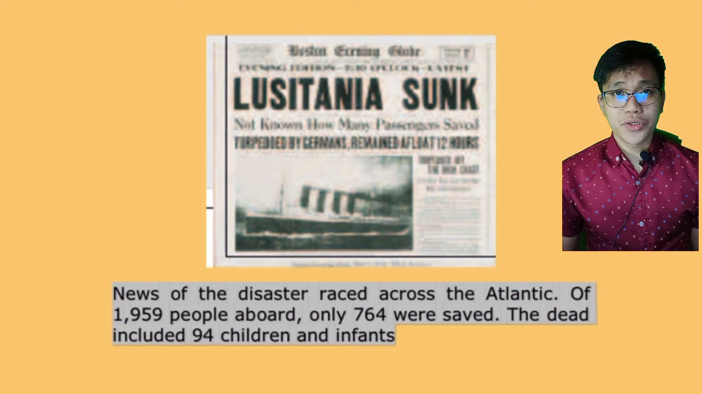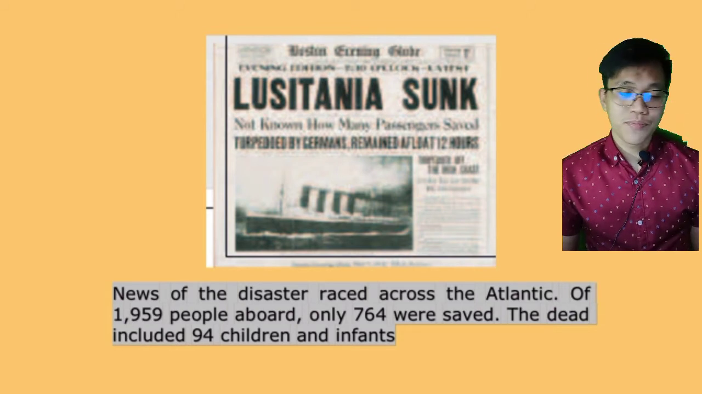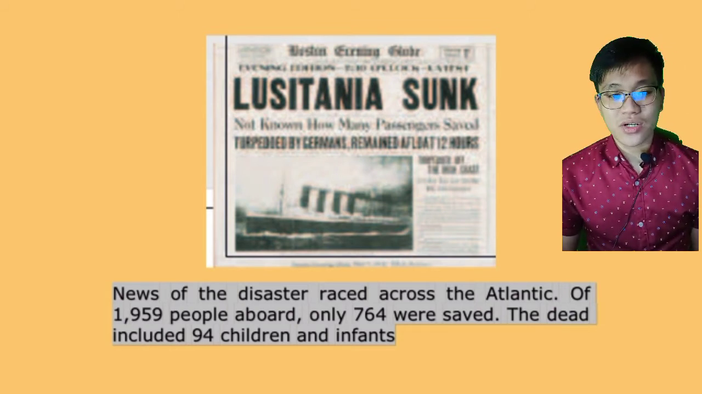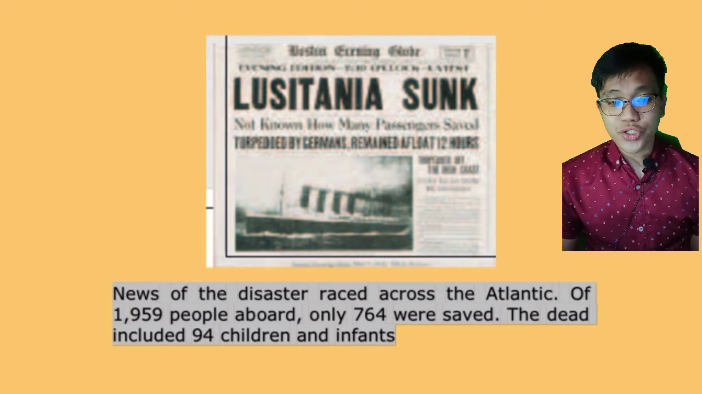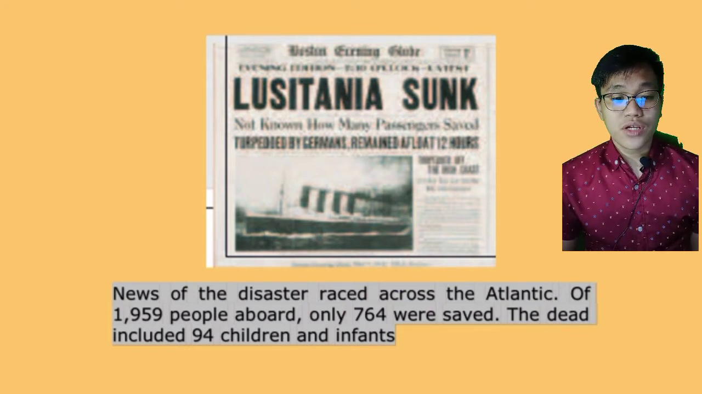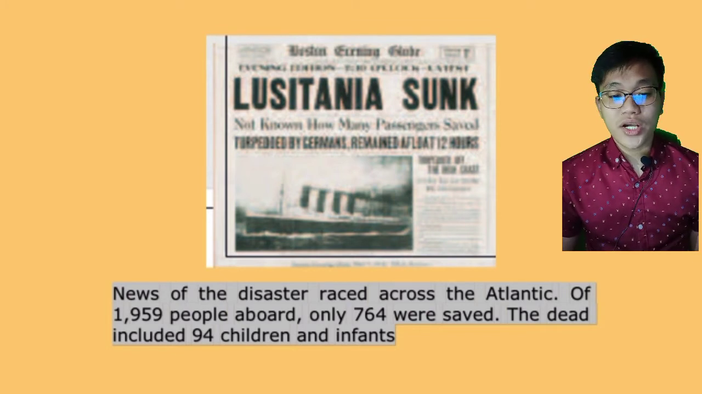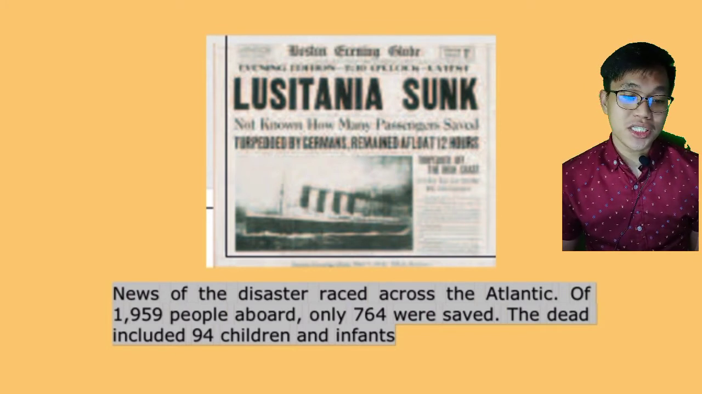So there is a newspaper that came out after the Lusitania sank. The news of the disaster raced across the Atlantic. Of 1,959 people aboard, only 764 were saved. The dead included 94 children and infants. Questions were immediately raised. Did the British Admiralty give the Lusitania a deep water warning? How could one torpedo have sunk her? Why did she go down so fast? Was there any truth to the German claim that Lusitania had been armed?